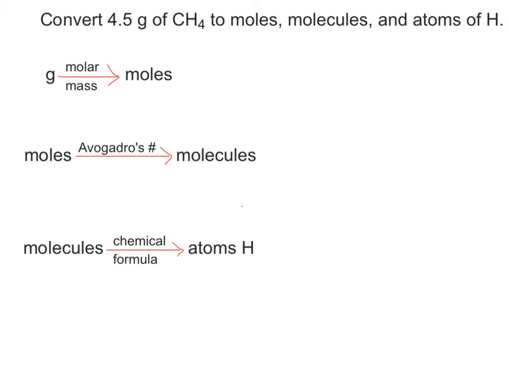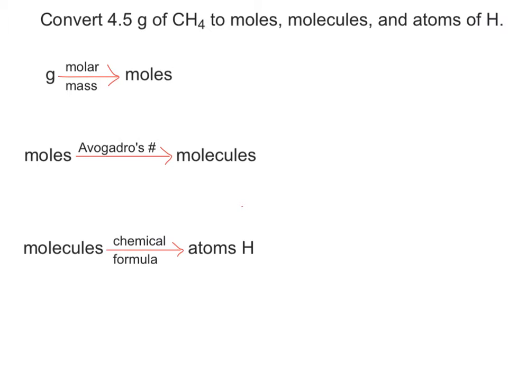Alright, so this is a how-to on converting grams to moles, to molecules, and to atoms. And so the example that I give is convert 4.5 grams of methane, CH4, to moles, to molecules, and atoms of hydrogen. And really there's three steps here.